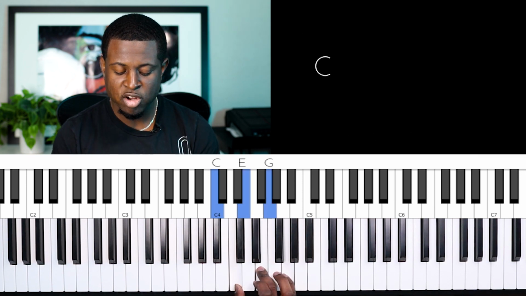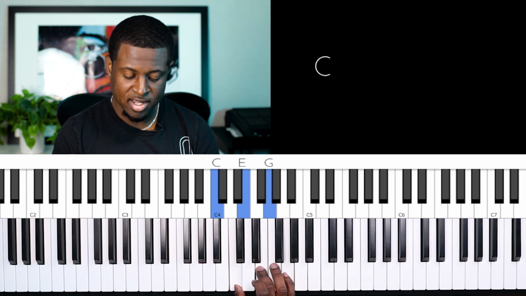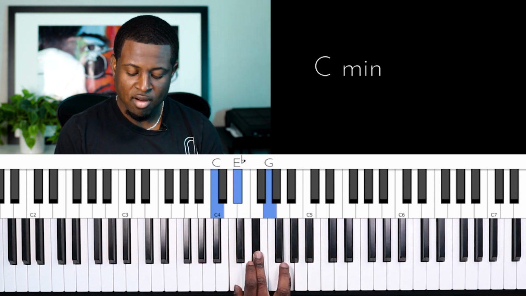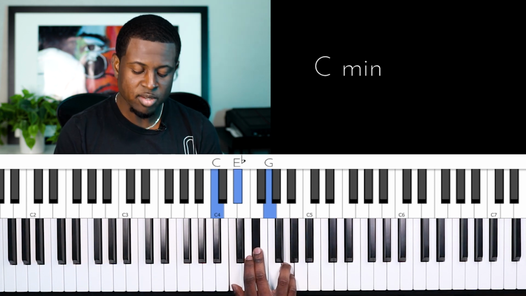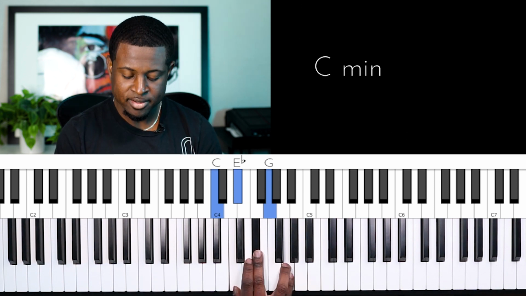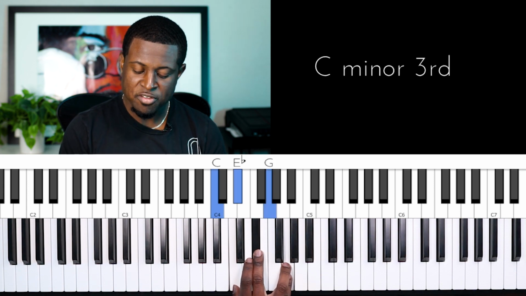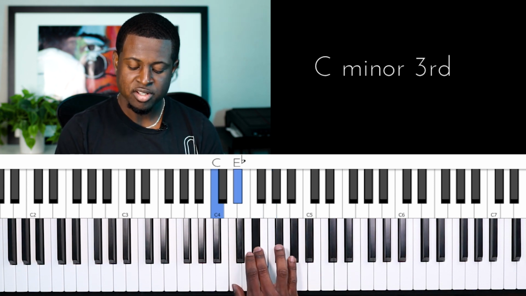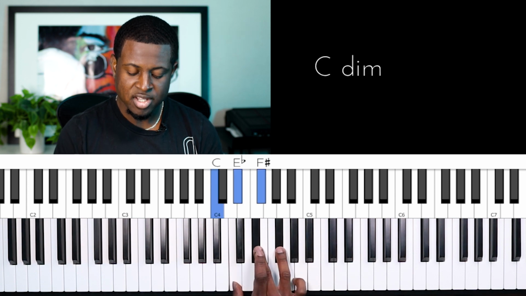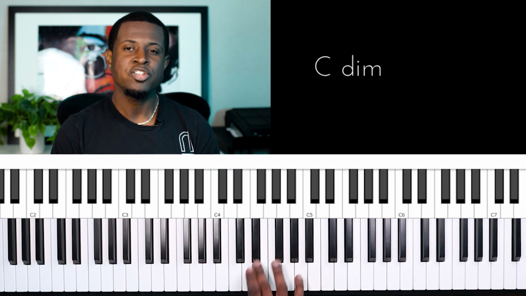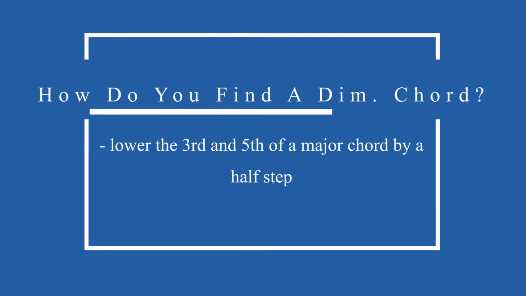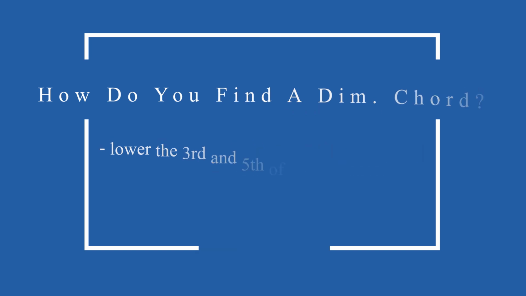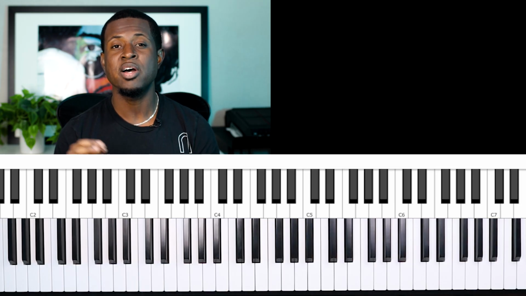What we're gonna do is we're going to flatten the third, or E, all right? That gives us C minor, okay? The next thing we're gonna do is we're gonna flatten the G, or the fifth. That gives us C diminished, okay? So how do you find a diminished chord? Well, you play your major chord, then you flatten the third and the fifth.